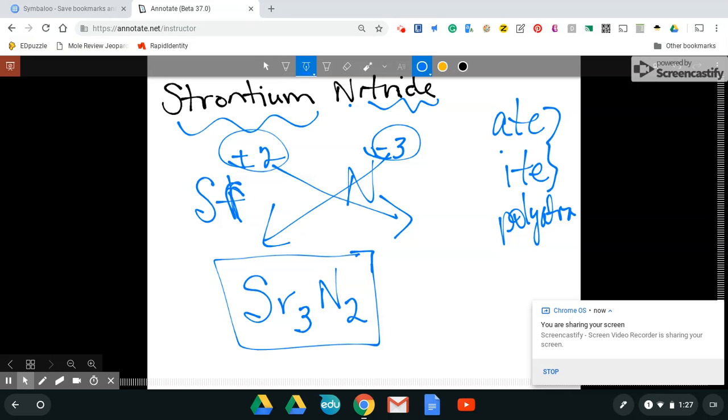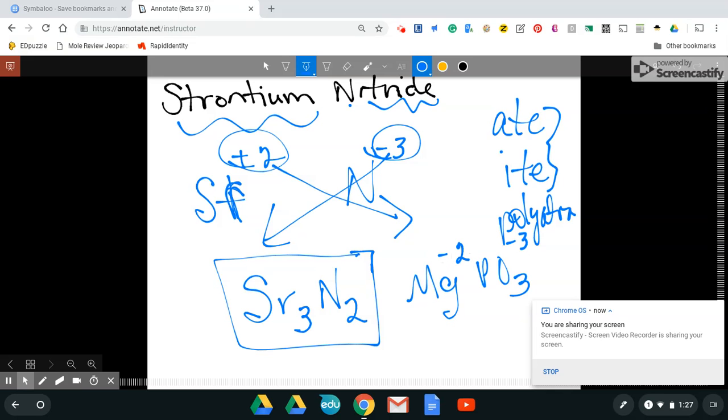All right, let me do one more. Let's say I had magnesium and let's do phosphite, which is PO3. So magnesium has a charge of 2. Phosphite has a charge of -3.